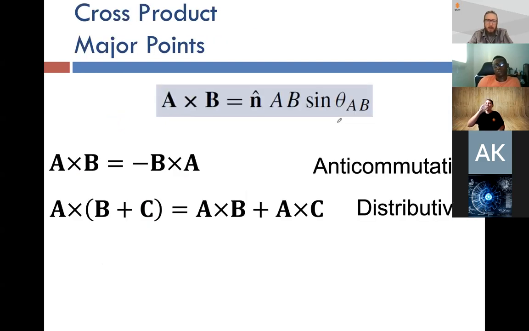All right. The cross product, because the product of this is a vector, does follow some different rules. This one is anti-commutative. So A cross B is equal to minus B cross A. It's not quite the same. You can't just say it's equal to B cross A. And then it is, however, distributive.